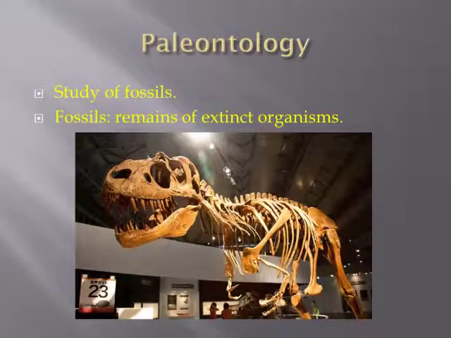And next is paleontology. You can see the diagram of a dinosaur, and you know the dinosaurs are no more on earth. The organisms that are not found living on this earth are known as extinct organisms, and their remains that are found from the rock or underground are known as fossils. So the study of fossils is known as paleontology.